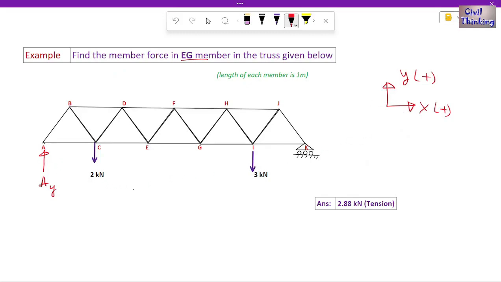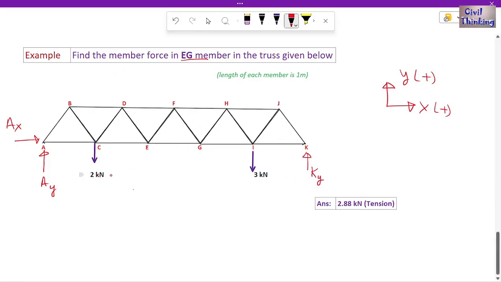Now this was a hinge, and a hinge has two reactions, right? AY and AX, reaction at A in the X direction. Similarly, this is a roller, and in a roller we have only one force, that is one reaction, that is KY, right? So we draw the free body diagram.